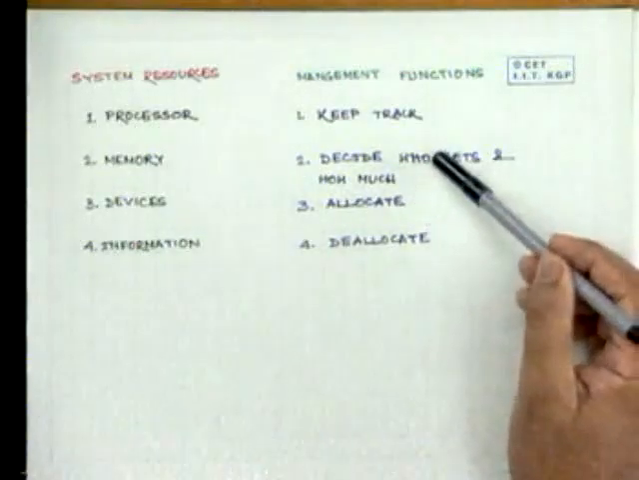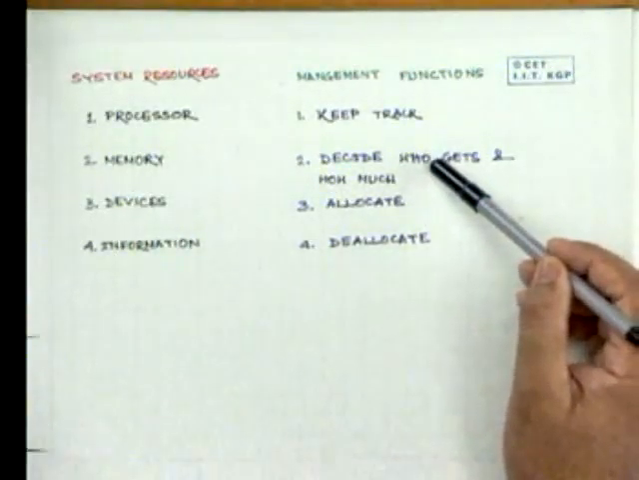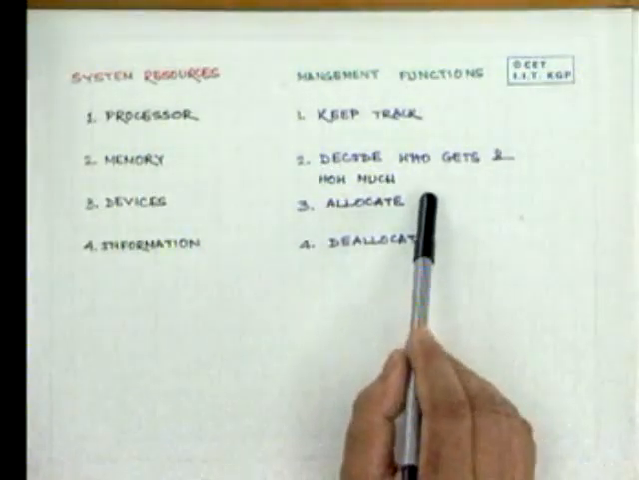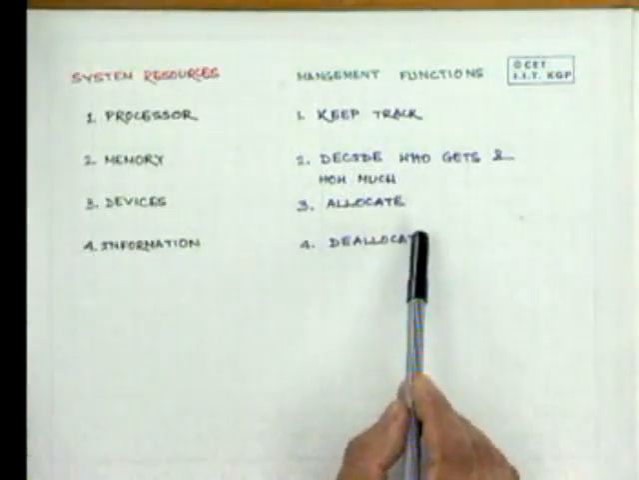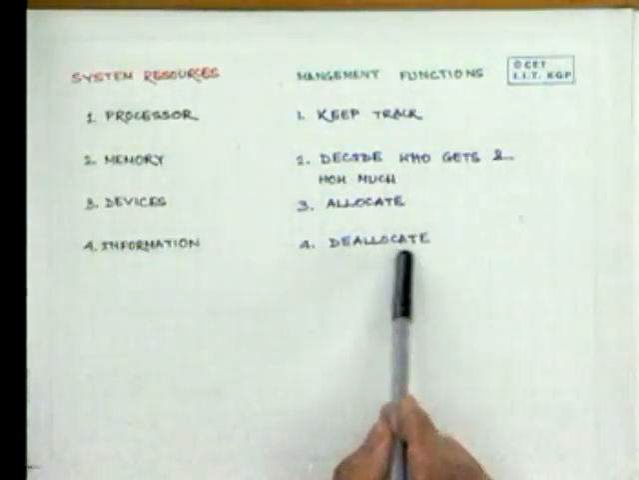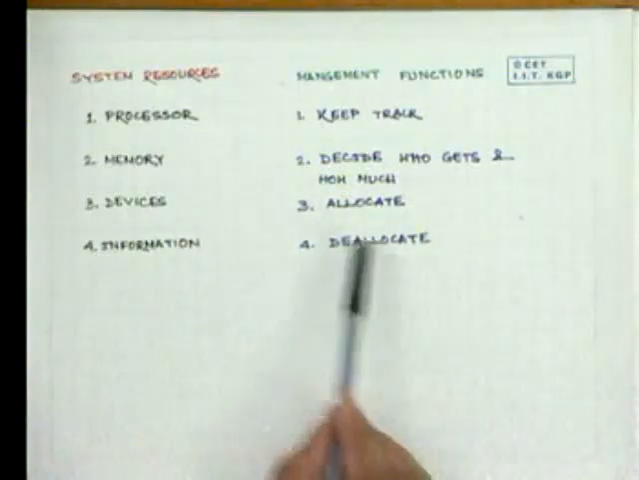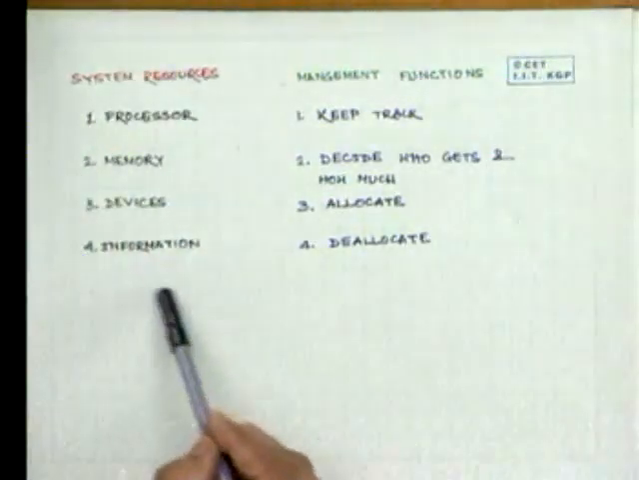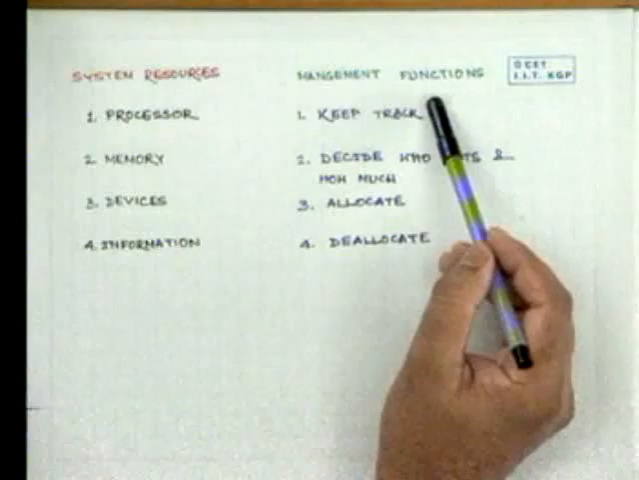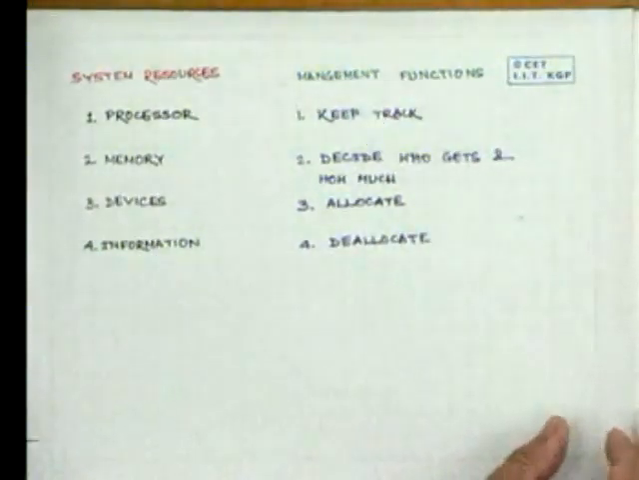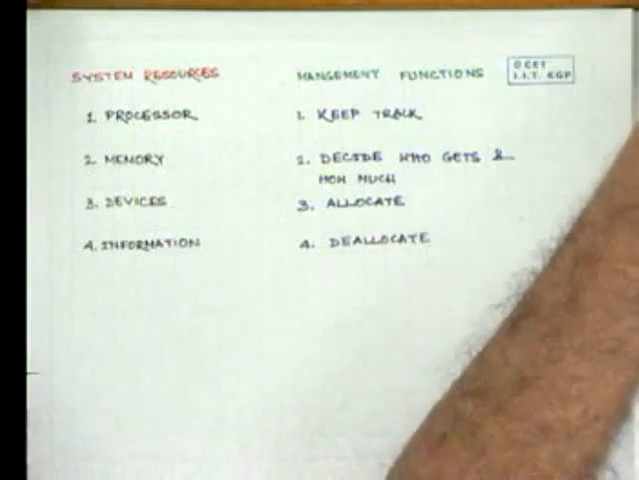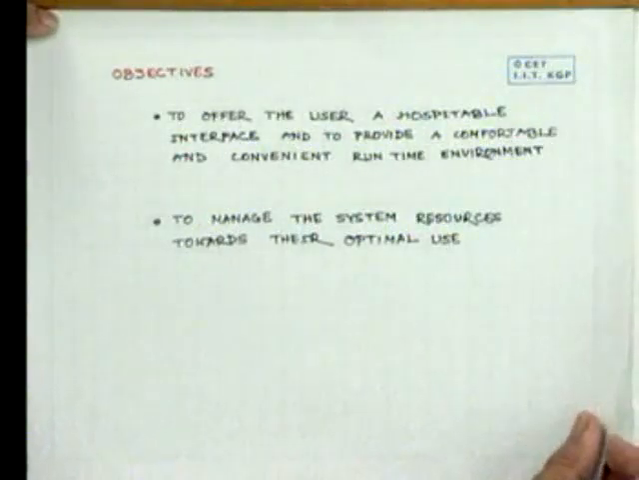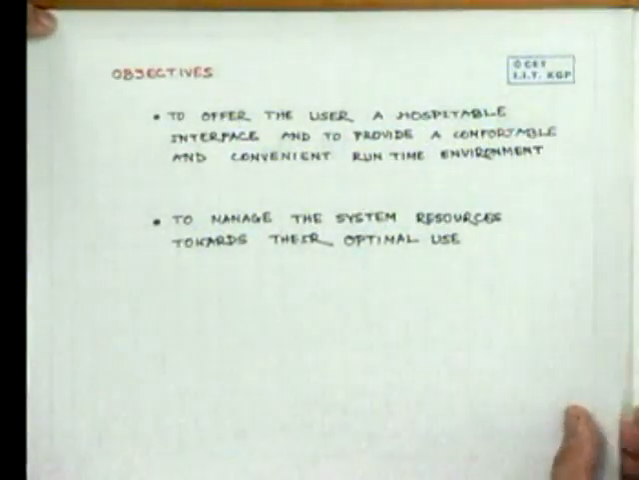Now, once it decides which program gets the processor, the OS allocates the processor, and on completion of the job, or if necessary otherwise, it deallocates the processor from the program. That is true for memory, devices, and information. Therefore, these are the system resources mainly, and these are the management functions that the operating system has to do, and the objective here is their optimal use. The system resources should be so utilized that they are utilized optimally.